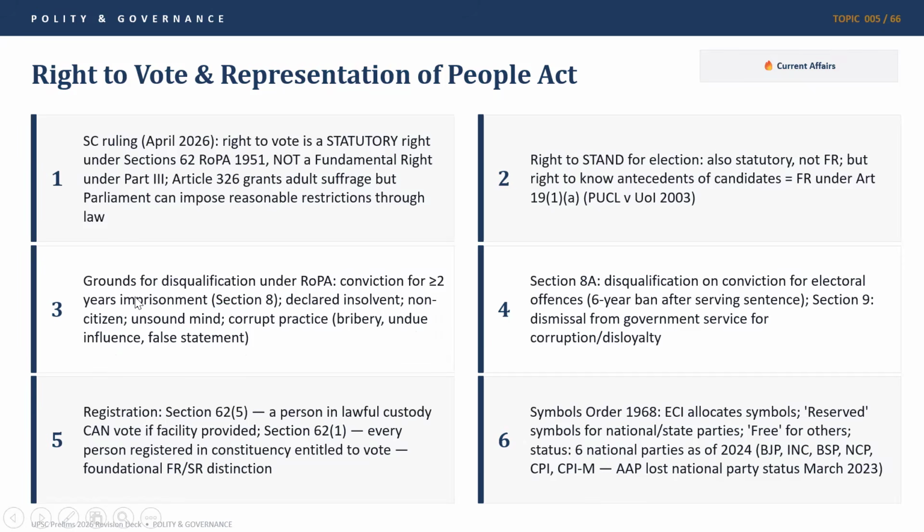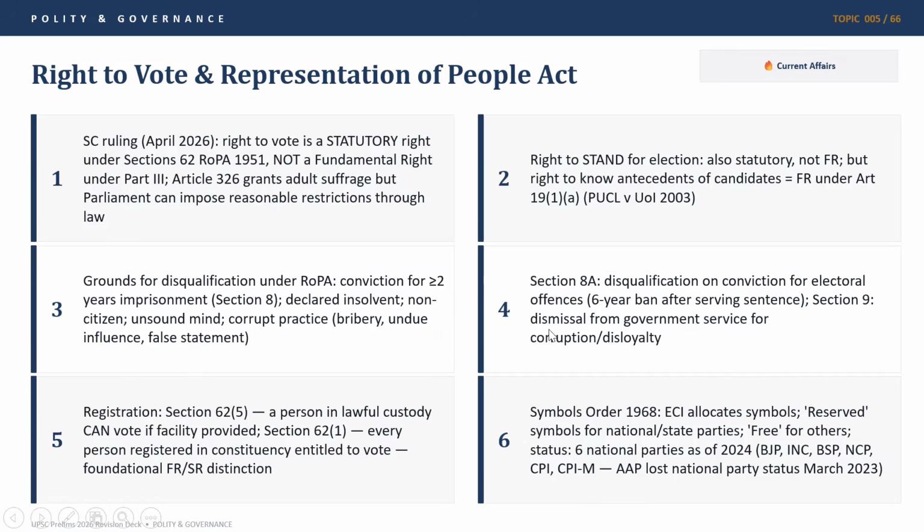So how can a candidate be disqualified? Well, these are the methods. If they are convicted for more than 2 years of imprisonment under Section 8, if they are declared insolvent, non-citizen, of unsound mind, and corrupt practices. Section 8A of the RPA says disqualification on conviction of electoral offences leads to a 6-year ban after serving the sentence. So let's say you have served your sentence. After serving that sentence, you will be disqualified for another 6 years to take part in the electoral process.